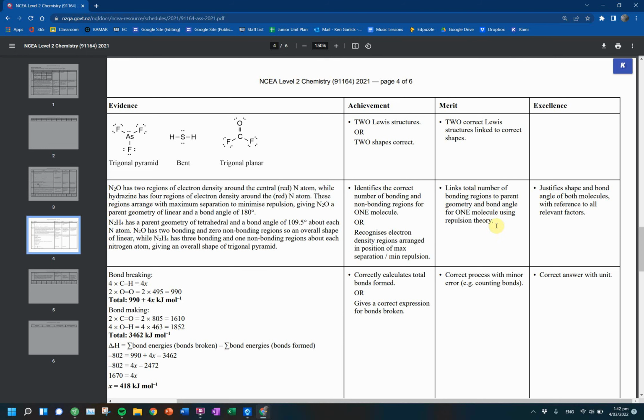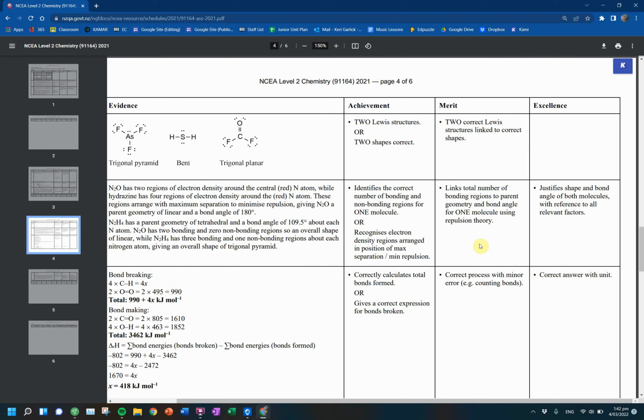For the merit, then, it was just getting the justification right for one molecule. And in that case, you needed both the bond angle and the shape to get that. I have seen other marking schedules where they have you got one molecule fully correct or you got the shape correct for both molecules. It really depends on the marking schedule. So do keep that in mind.